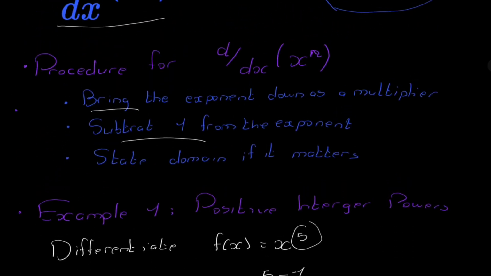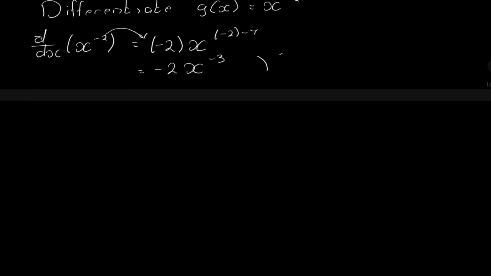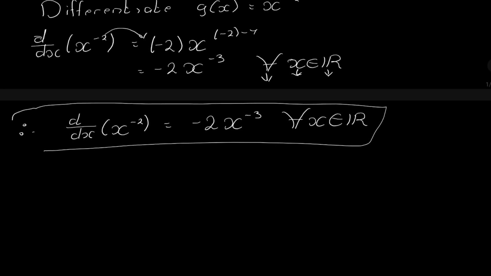Our third step is to state the domain if it matters. In this case, our domain is every real value of x. That is what our domain tells us. So what can we conclude then? Therefore, the derivative of x to the power negative 2 is the same as negative 2x to the power negative 3 for every x, an element of the real numbers.